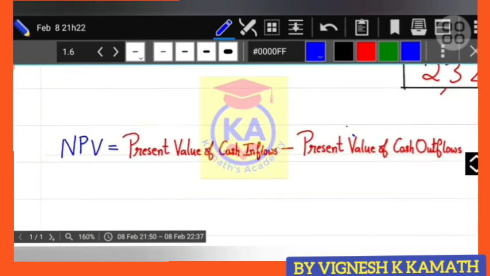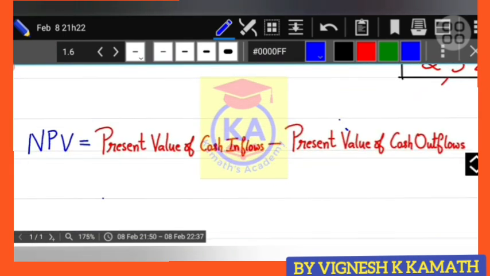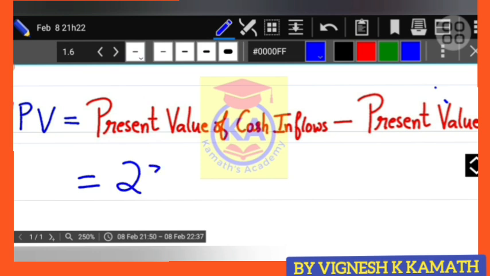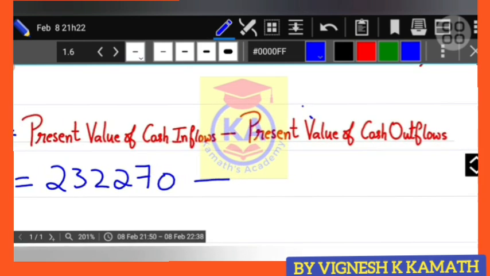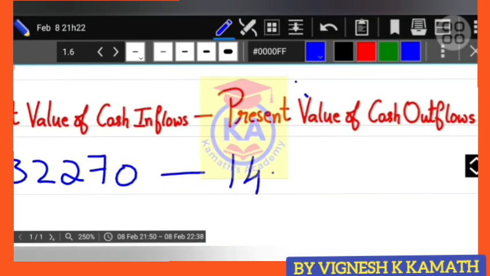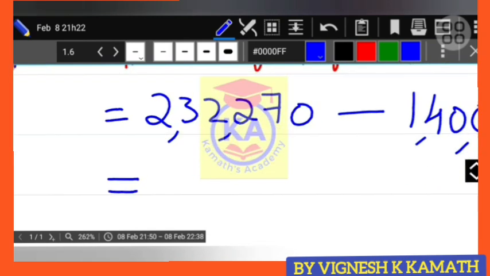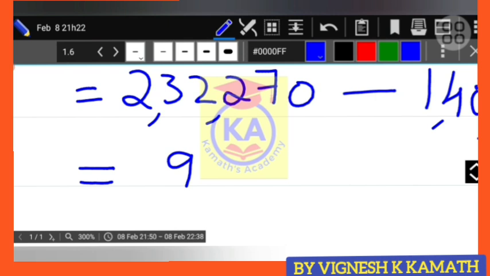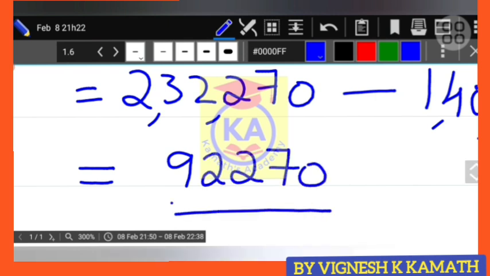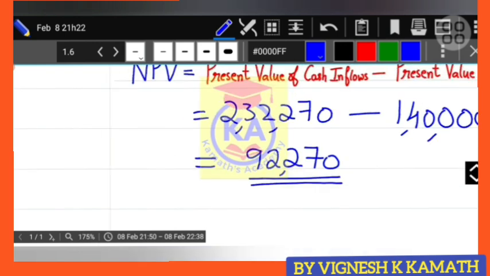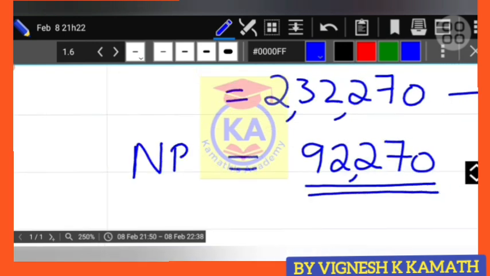As you know, present value of cash inflow is 2,32,270 and present value of cash outflow will be 1,40,000. It will be the same as given in the question. No changes will be there. Now we have to subtract both. You will get 92,270. So this is the answer for NPV.